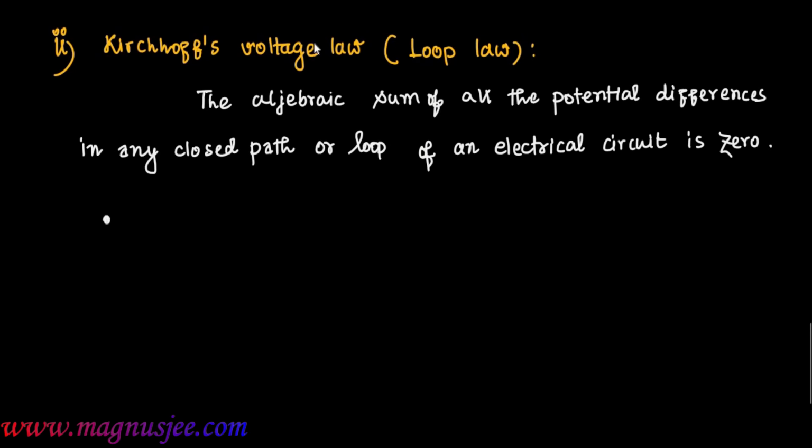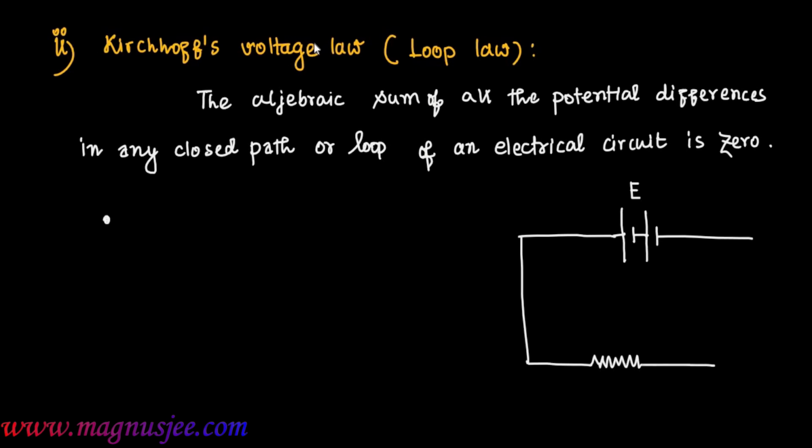Now we can explain Kirchhoff's voltage law or loop law. For that we can draw a closed loop. This is a battery of EMF E to which two electric resistors of resistances R1 and R2 are connected to form a closed loop. These are the positive and negative poles of the battery. r is the internal resistance of the battery.